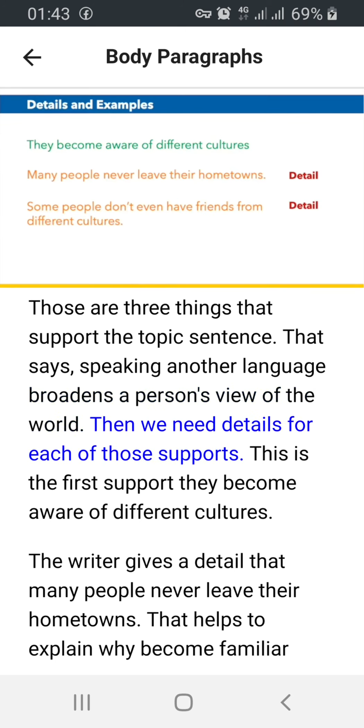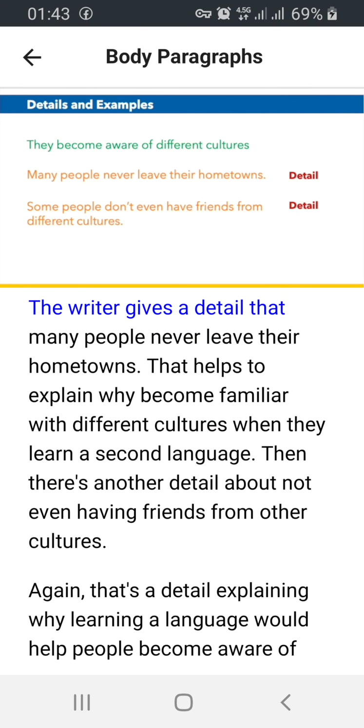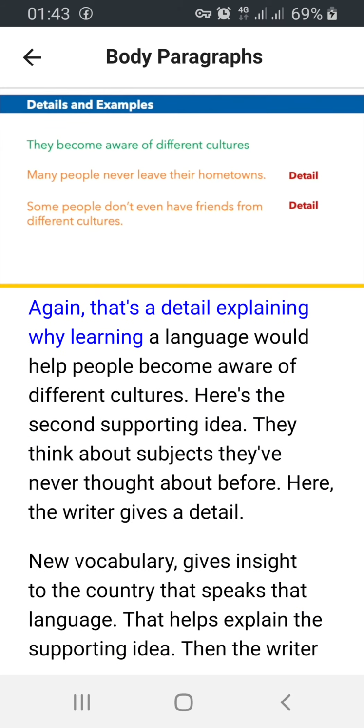And then we need details for each of those supports. So this is the first support. They become aware of different cultures. The writer gives a detail that many people never leave their hometowns. That helps to explain why they become familiar with different cultures when they learn a second language. And then there's another detail about not even having friends from other cultures. So again, that's a detail explaining why learning a language would help people become aware of different cultures.